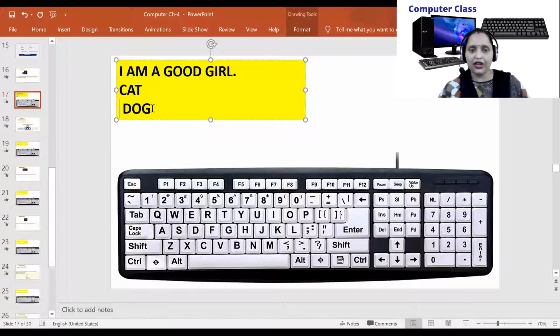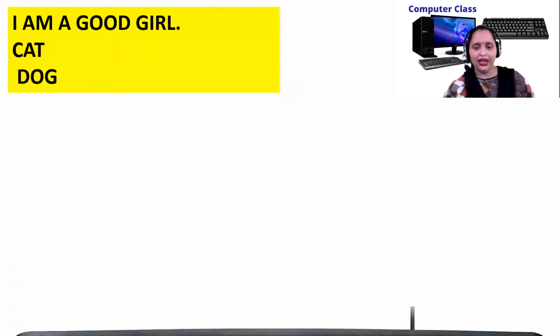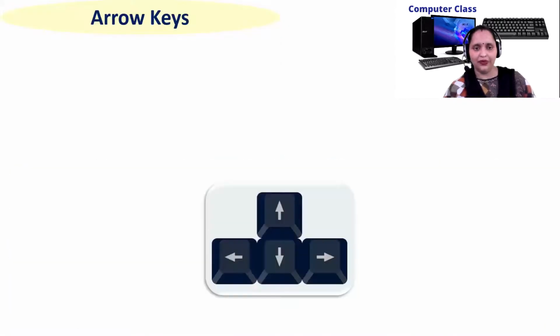So children, remember, whenever we press the enter key in the middle or anywhere, immediately along with the word, our cursor comes on the next line. I hope the enter key is clear to you. Okay, let's do the next key.